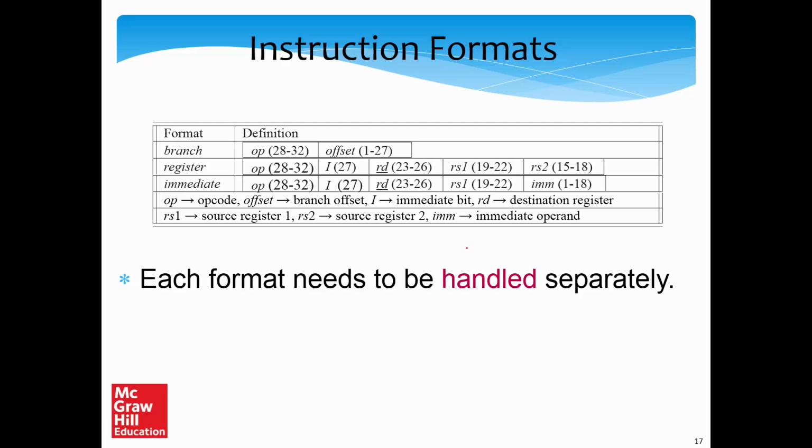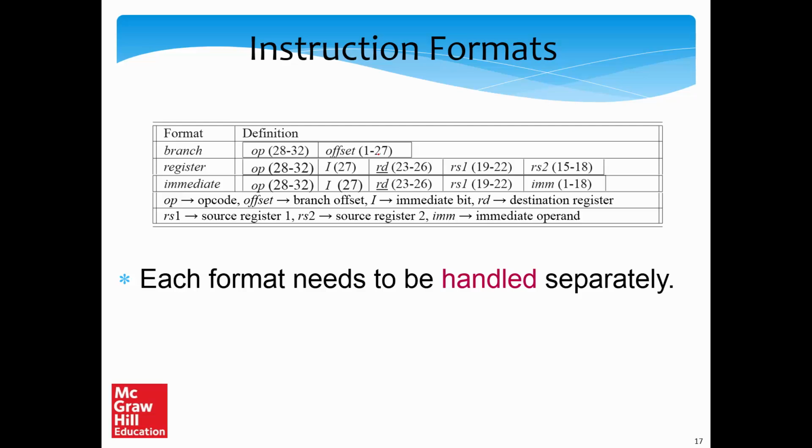So the instruction formats that we have, we have 3 instruction formats. We have a branch format. In the branch format, the 5-bit opcode is always the top 5 bits, bits 28, 29, 30, 31, 32. That's always the case. Then, in the case of a branch, we have a 27-bit offset. It's actually a word offset, not a byte offset, where a word is units of 4 bytes.